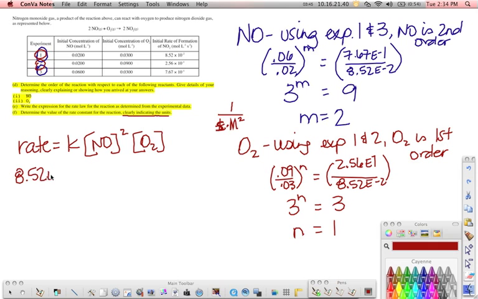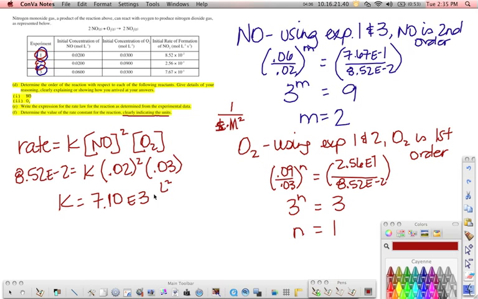So 8.52 e negative 2 is equal to k times nitrogen monoxide, which is 0.02 squared, and oxygen is 0.03, just raised to the first power. Rearrange this and solve for k, and you get that k is equal to, incorrect sig figs. We are allowed 3 sig figs. It's 7,101. And in order to get that to 3 sig figs, you would have to write it in scientific notation. So it would have to be 7.10 times 10 to the third to indicate that it's 7,100. And then the units, of course, are 1 over seconds molar squared, or you can say liters squared over seconds times mole squared. Or you can write it like this. This is acceptable. So that's that one.